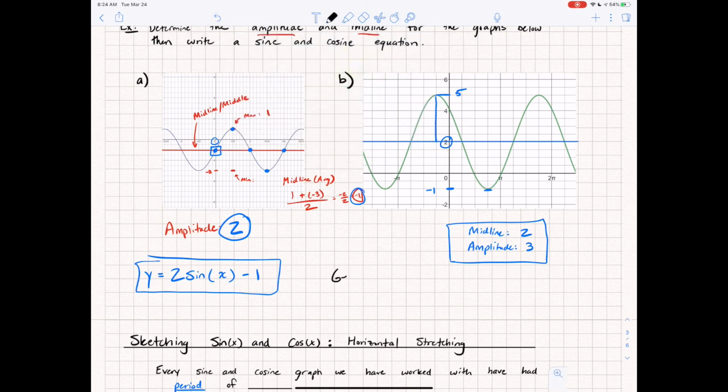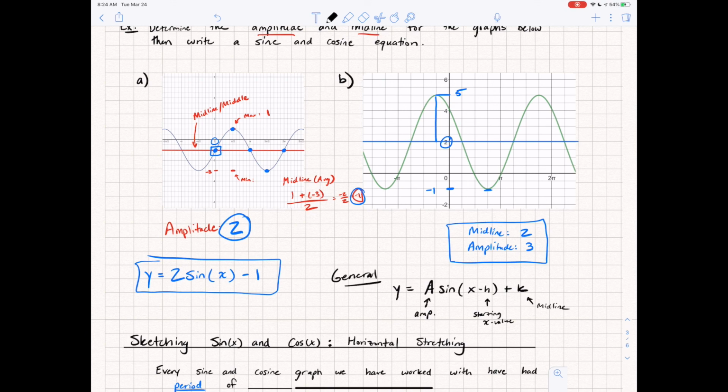So right now our general formula contains the following, and I'll do this just for sine. A sine x minus h, and then plus k. Where the A is my amplitude, the h is my horizontal shift or my starting x value, and k represents the midline, which is my vertical shift. So we have vertically stretched, we have horizontally shifted, and we have vertically shifted.